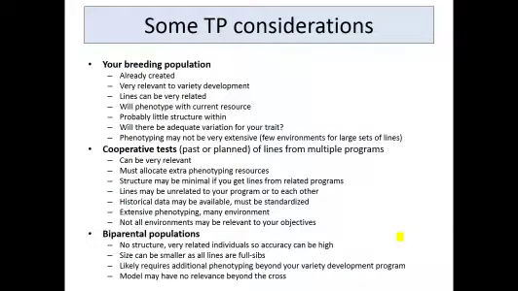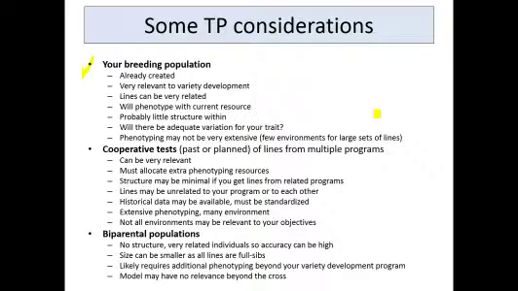Some considerations when you're looking at training populations. I'm suggesting three sources here: your breeding program, cooperative tests, and biparental populations. I'd like you to strongly consider just the material you already have in your breeding programs. It's already been created. It's very relevant to your objectives of variety development.